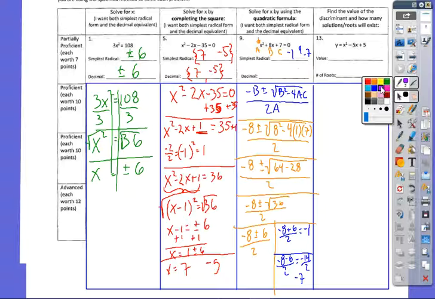All right. Next question. Find the value of the discriminant and how many solutions or roots will exist. So the discriminant is just b squared minus 4ac.